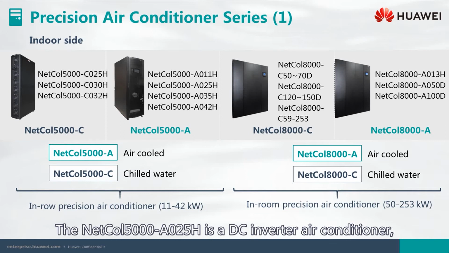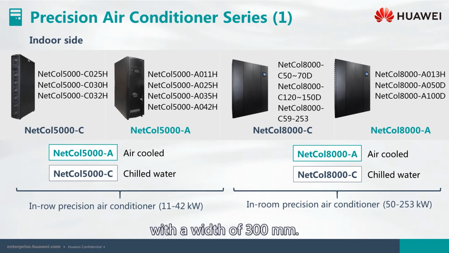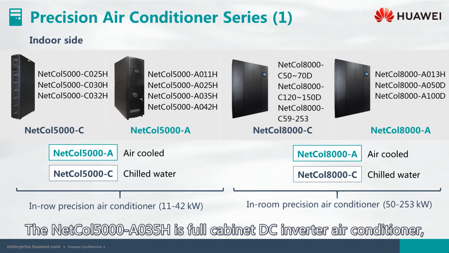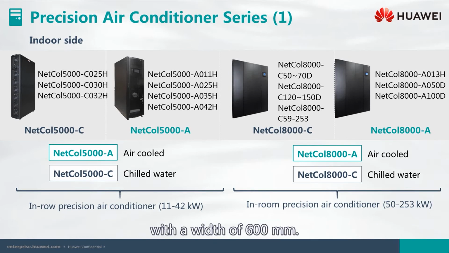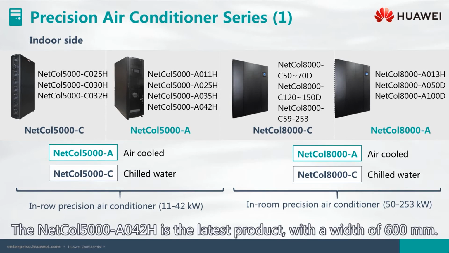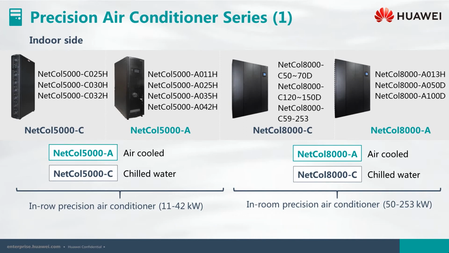The Netco 5000A 025H is a DC inverter air conditioner with a width of 300 millimeters. The Netco 5000A 035H is a full cabinet DC inverter air conditioner with a width of 600 millimeters. The Netco 5000A 042H is the latest product, with a width of 600 millimeters.